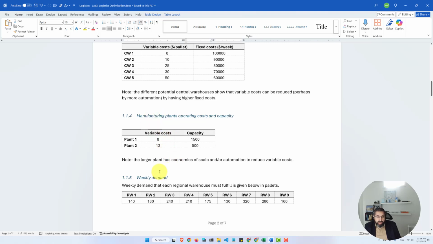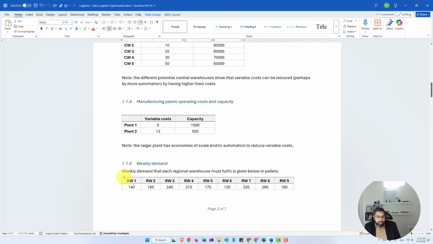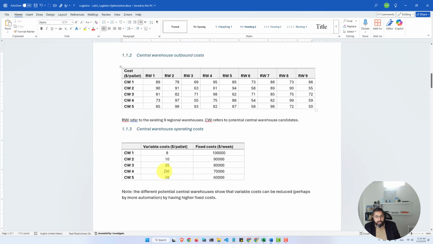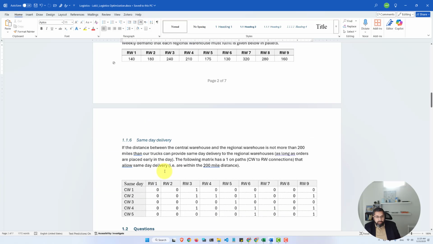The weekly demand at the regional warehouses is given in pallets. So regional warehouse 1, we have to provide it 140 pallets each week. Warehouse 2, it will be 180 pallets each week. And then the warehouse will break bulk, unpack the pallet and ship out the paper products to our customers. Okay, so that is the setup of the problem.